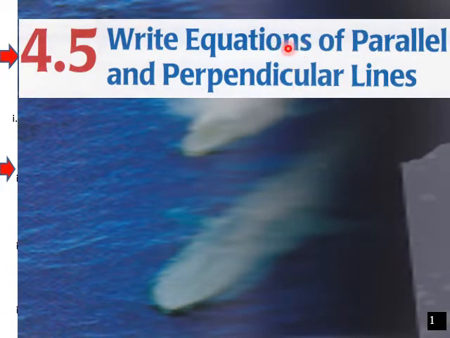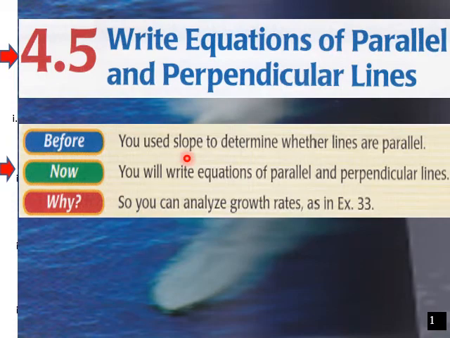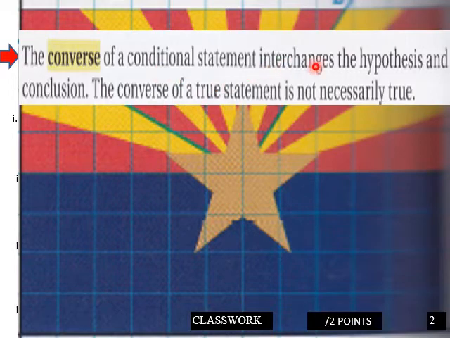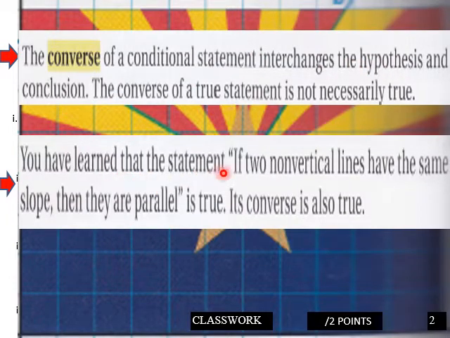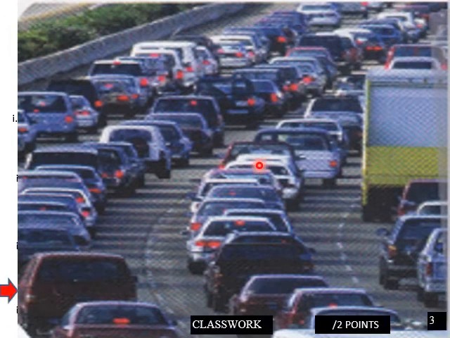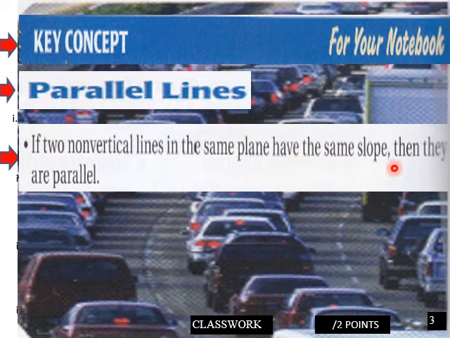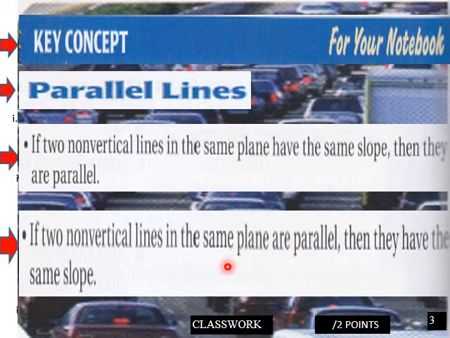Write equations of parallel and perpendicular lines. You use slope to determine whether lines are parallel. The converse of a conditional statement interchanges the hypothesis and the conclusion. The converse of a true statement is not necessarily true. You've learned that the statement "if two non-vertical lines have the same slope, then they are parallel" is true. Its converse is also true. If two non-vertical lines in the same plane have the same slope, then they are parallel. If two non-vertical lines in the same plane are parallel, then they have the same slope. Both of these are true.